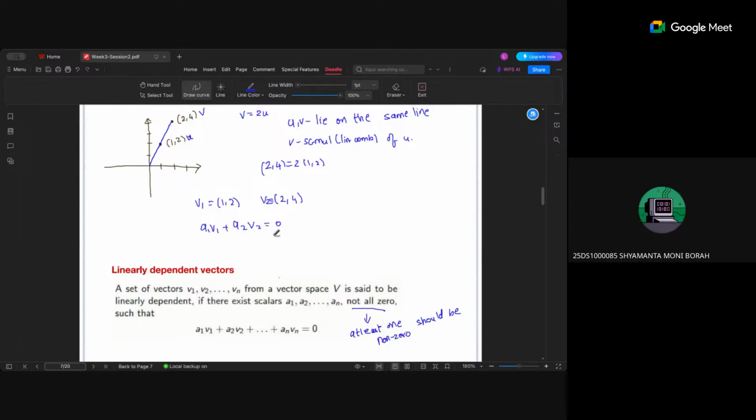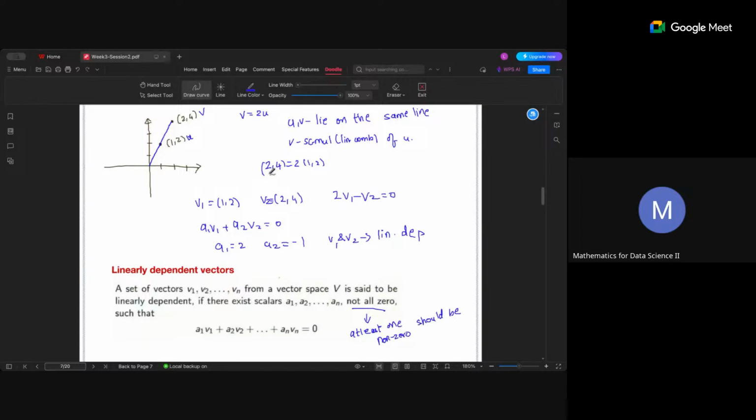For a1 we can put 2 and for a2 we can put -1. We already know that 2 times v1 minus v2 is 0. So a1 equal to 2 and a2 equal to -1 gives such a solution. So from this definition, what can we say? v1 and v2 are linearly dependent. Dependent means what? One is dependent on the other.